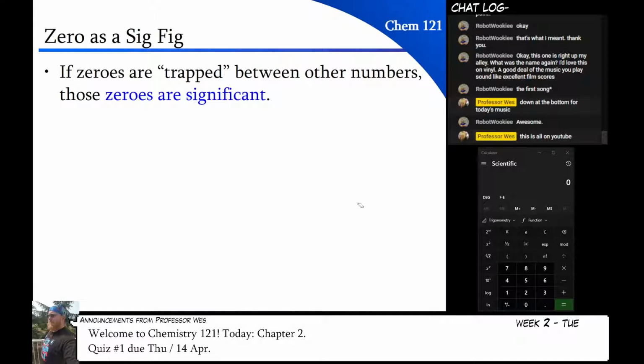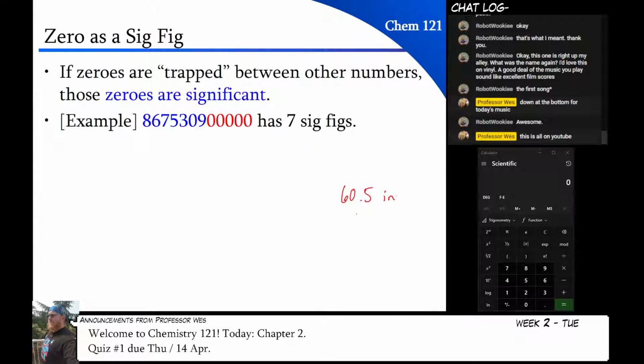All right. Now, what happens if you have a 0 in your measurement? If you have a 0 in there, so let's suppose that I measure, like, your height, and your height is 60.5 inches. This 0 in the middle is known, right? You aren't 67.5 inches or 62.5 inches. You're 60.5 inches, right? This 0 is known. So anytime you trap a 0 between digits, that forces it to be known, and known numbers are significant, right?